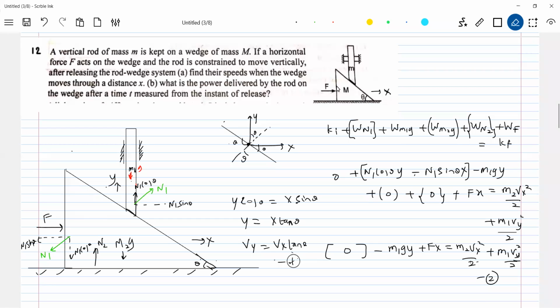The normal contact force N1 does work. The net work done by the normal contact between the rod and the wedge is 0, the bracket term. Here I'm showing this.